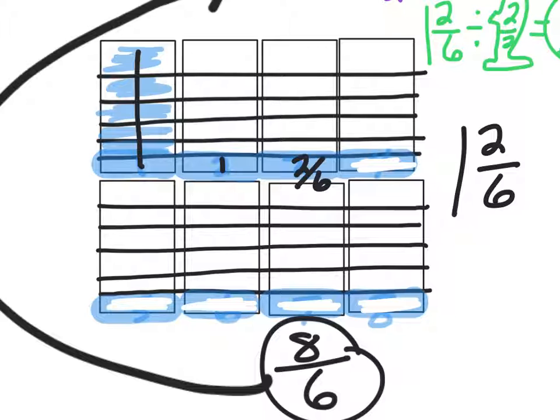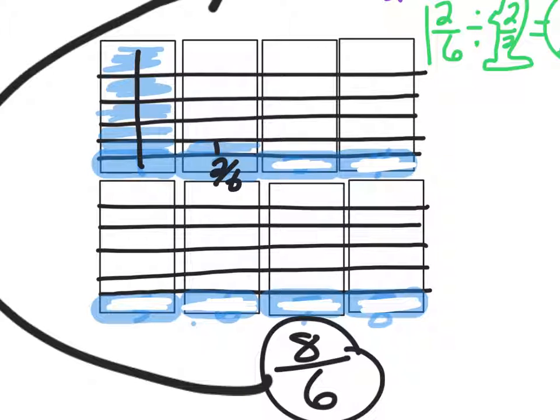Or if I wanted to, I could actually take this one and move it over here. Let me show you what I mean. So this is exactly what I mean. I could take this one and move it right here, right? And then I've got still the one whole, right? And then I've got 1 and 2 right there out of the 6. Either way, you're going to end up with 1 and 2/6, right?